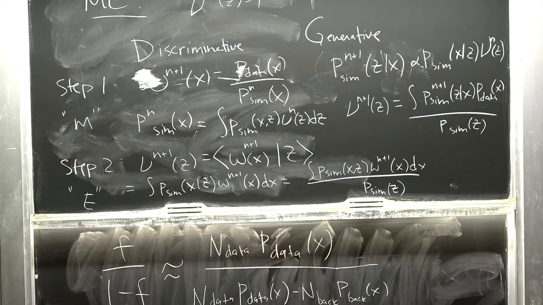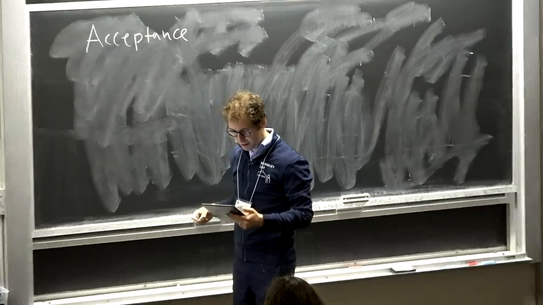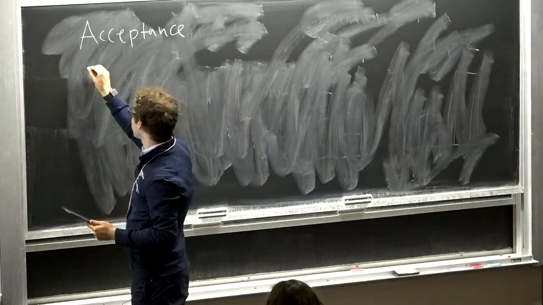In classical unfolding, you would just correct bin by bin, and that works fine, but once again, doesn't work here. Okay, so acceptance. Sometimes they're called acceptance and efficiency effects. I'm not going to distinguish them here.